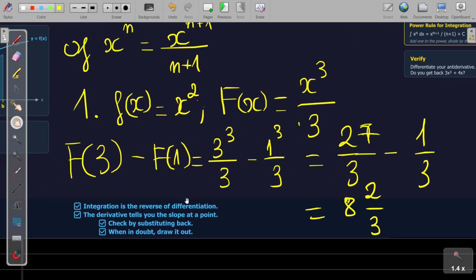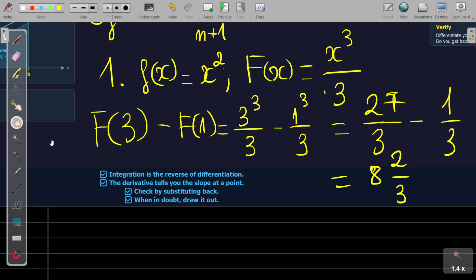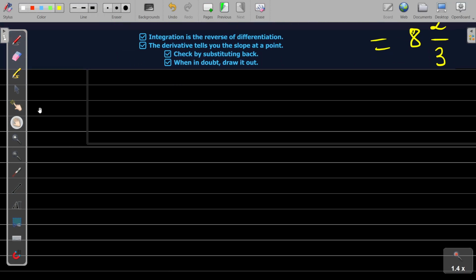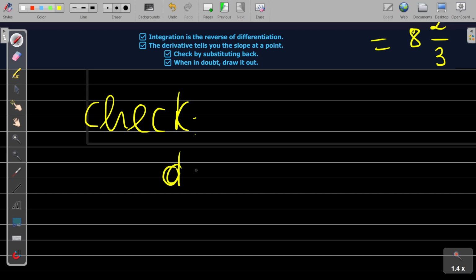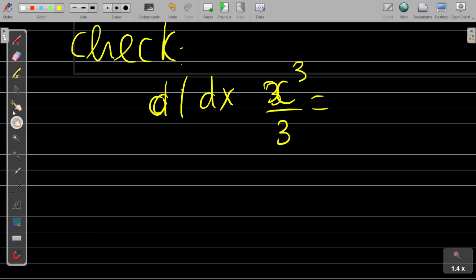And when we do that, we want to check by substituting back. This is a very good habit to have, and it's like a channel classic at this point. So we need to check. So we check the derivative of the big F form right here.